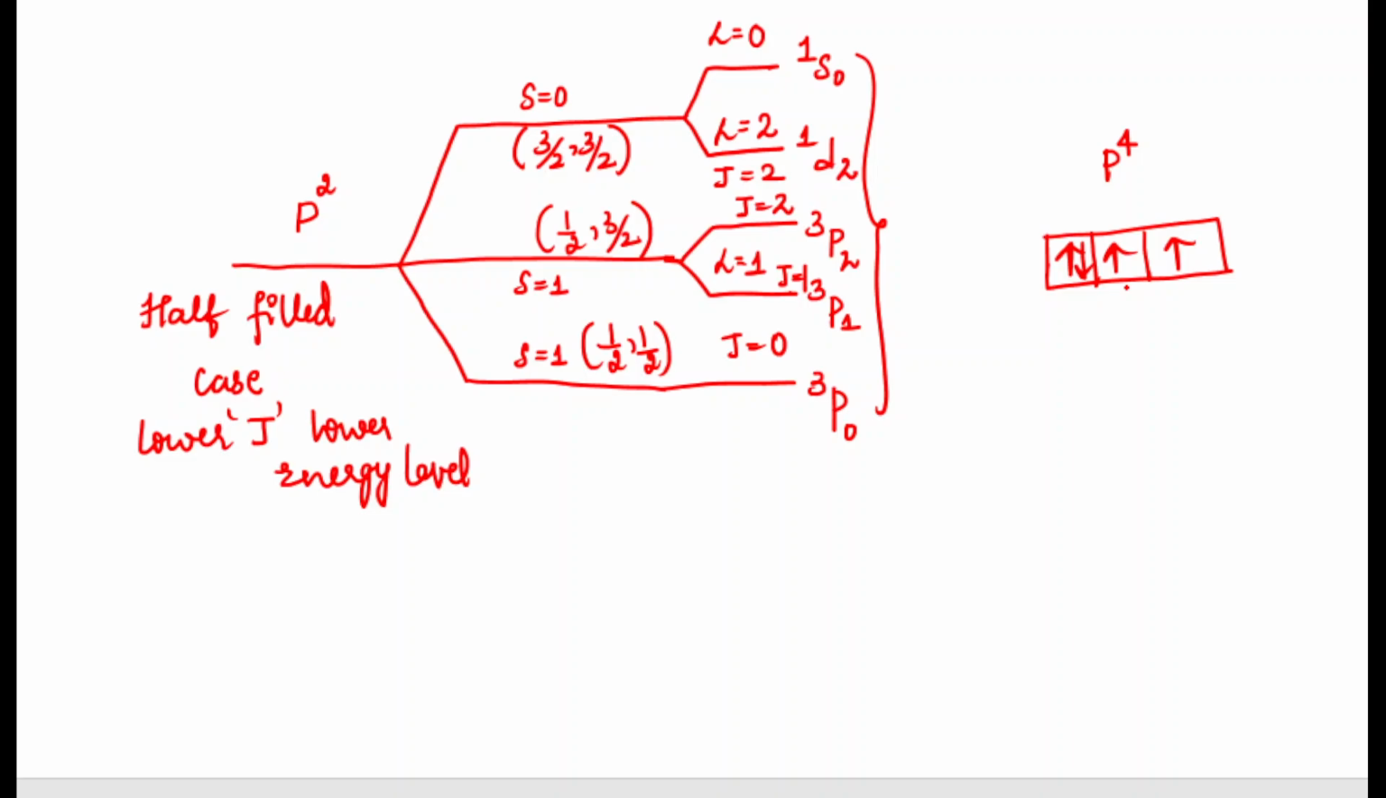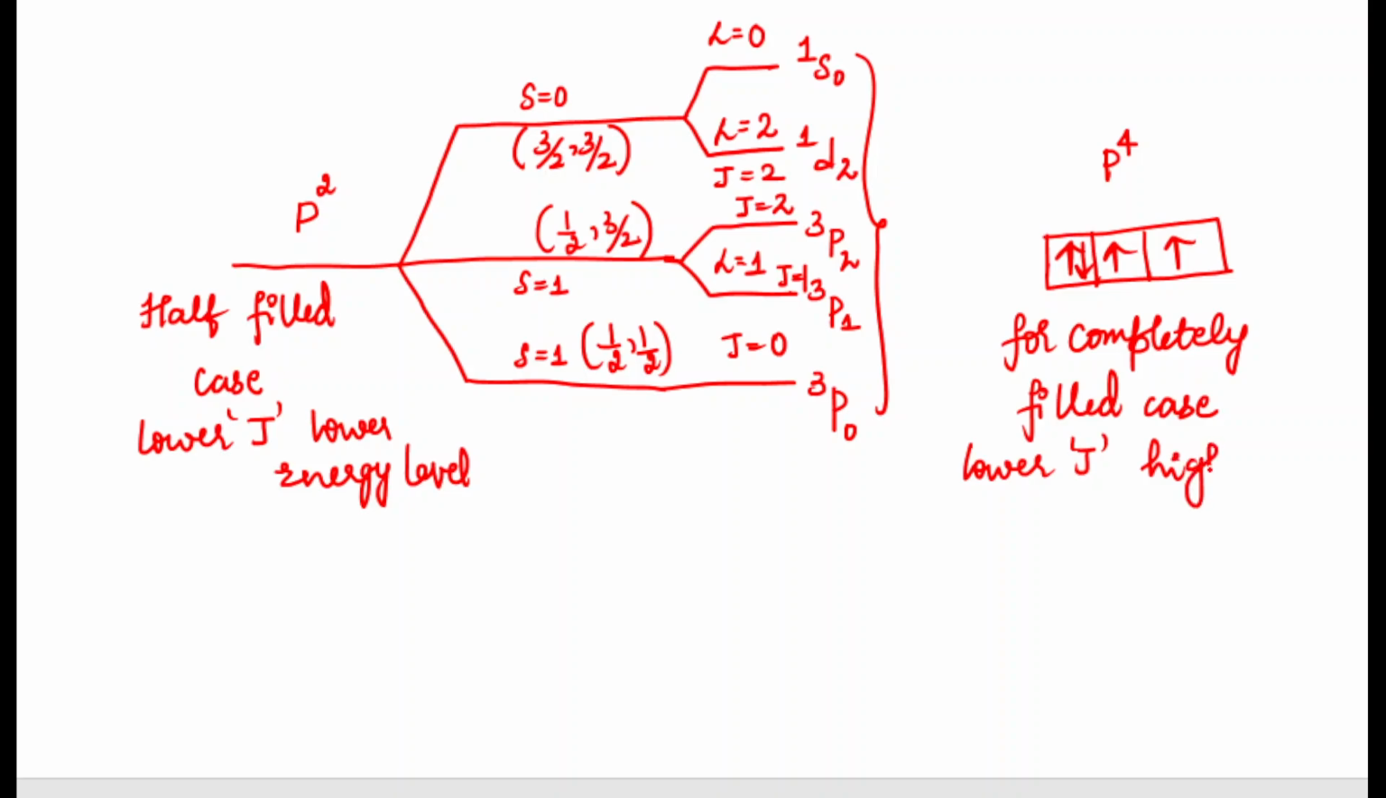Here, for the more than half-filled case, what will happen? For the half-filled case, I said the rule is lower the J, lower the energy level. For the more than half-filled case, lower J, they will get higher energy level. They accommodate the higher energy level. You must be very clear on that.